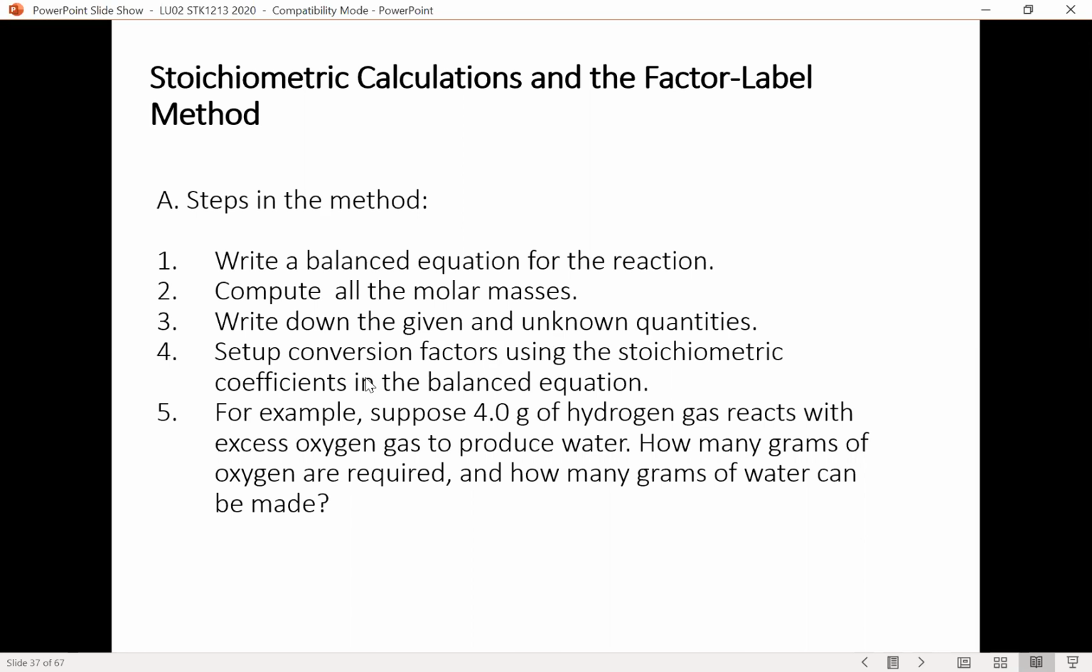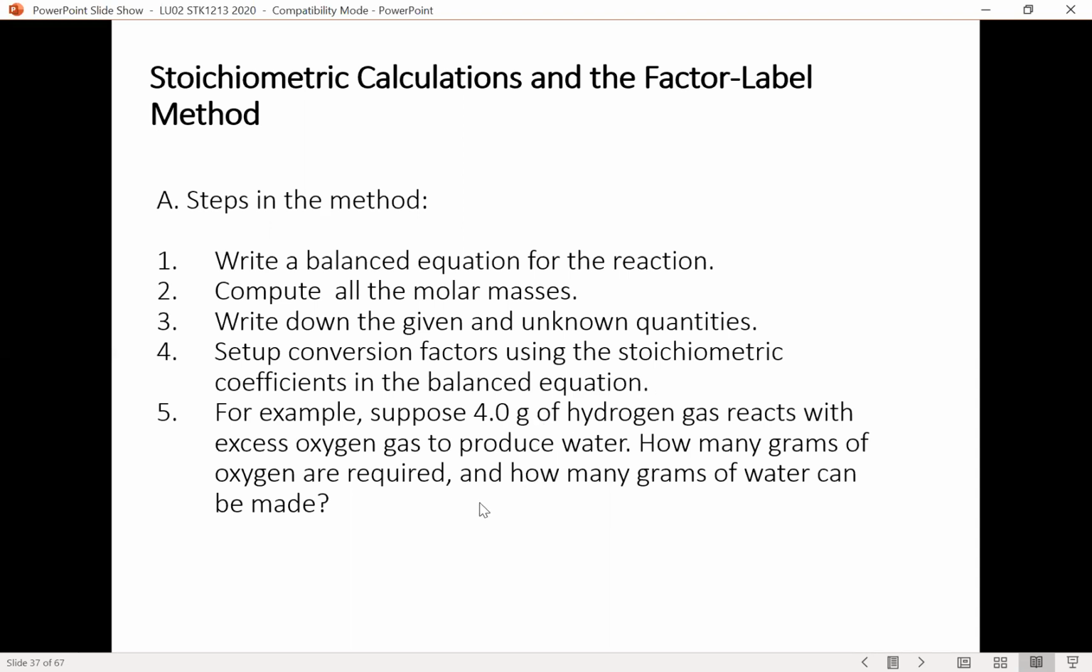Okay, number 4, you have to set up conversion factors using the stoichiometric coefficients in the balanced equation. That's why balancing the equation is the crucial part of solving any chemistry problem. When you have your equation balanced right, you can have the correct coefficients which you can use as conversion factors when you do your calculation later.